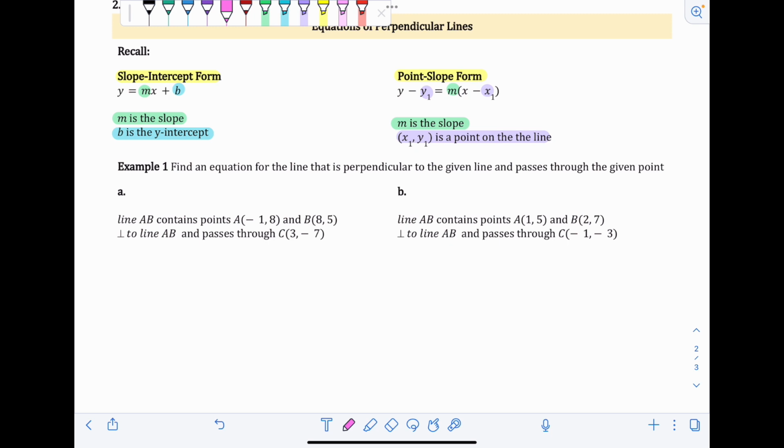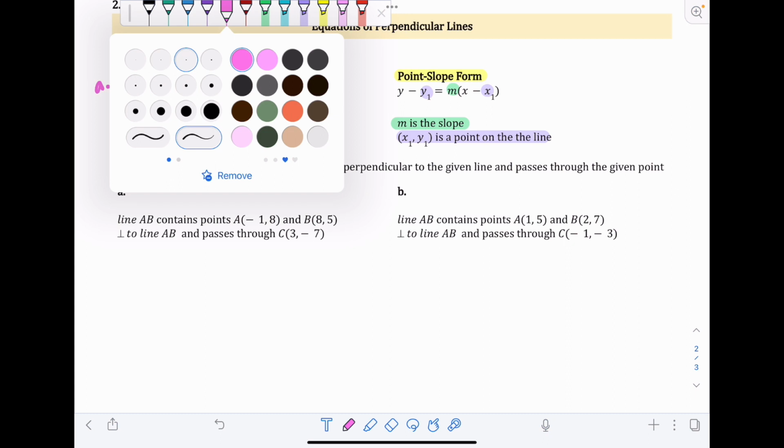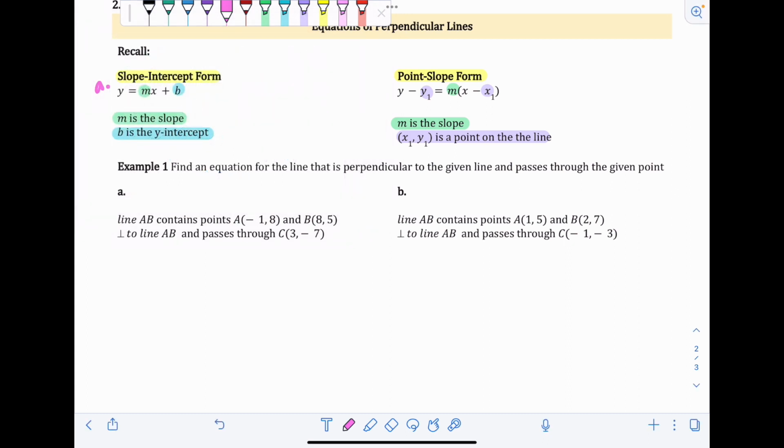So for A, I'm going to use slope-intercept form. So the very first step that we need to follow is we need to find this slope.